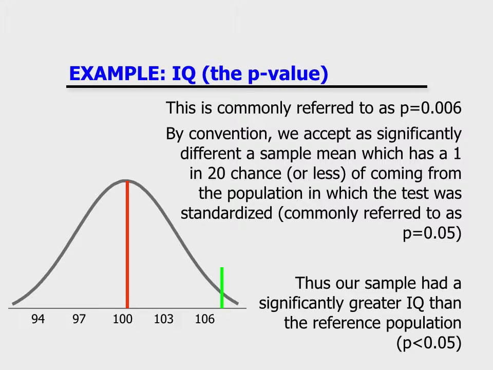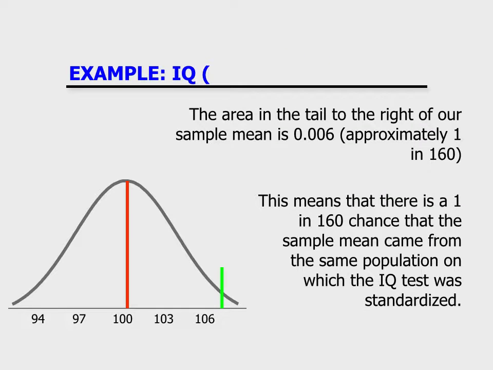We call this a p-value, and the p-value stands for probability value. So traditionally, we say that something is significantly different than the population mean if it has a 1 in 20 chance or less of coming from the population in which the test was standardized. So again, in this case, we have a 1 in 160 chance. That means, if you look back, that p-value is 0.006.